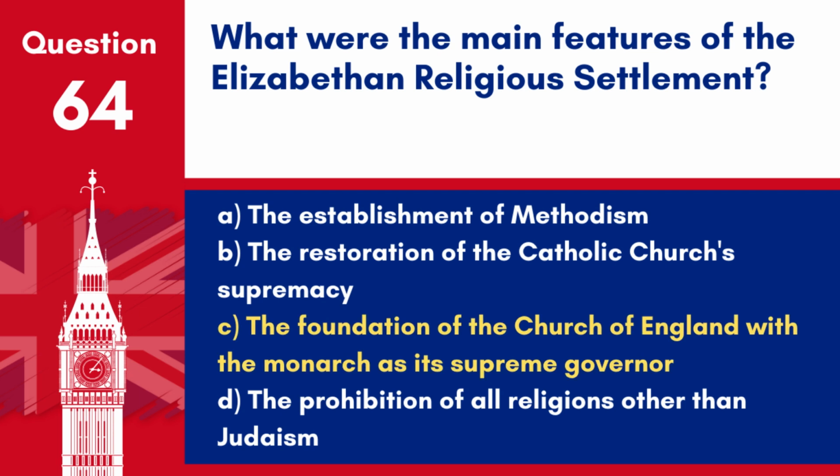Answer C. The foundation of the Church of England with the monarch as its supreme governor. The Elizabethan religious settlement established the Church of England's structure, with the monarch as its head, and defined its doctrinal position between Catholicism and Protestantism.